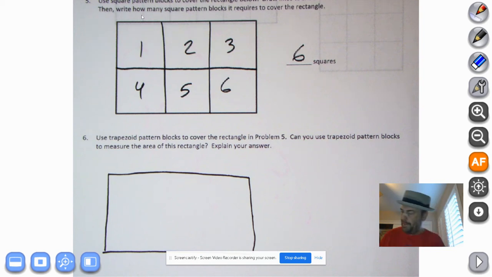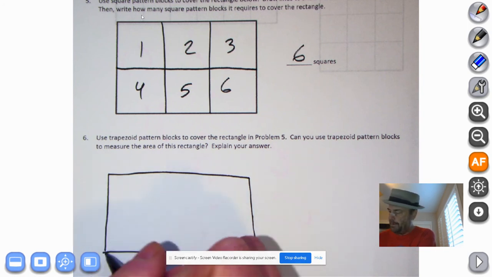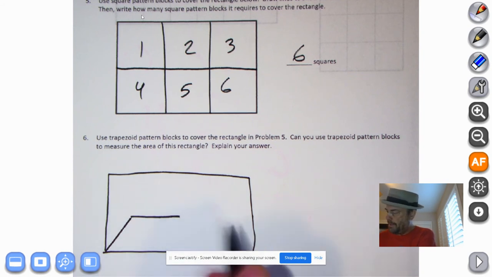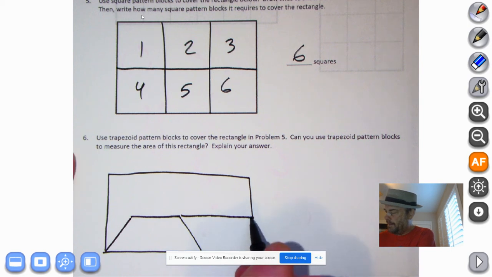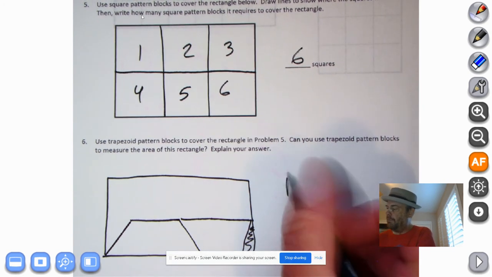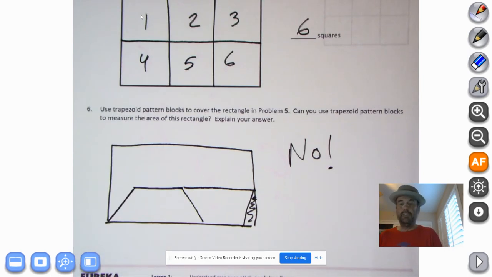So what would happen? Well, trapezoids look something like this, right? It's just not going to work out too well. We can go, okay, there's 1 trapezoid. See our problem here? When I go over here to make another trapezoid, look, we're going to have leftover area. So our answer is a big resounding no. You can't measure that rectangle with trapezoids because there's going to be some extra space left over.